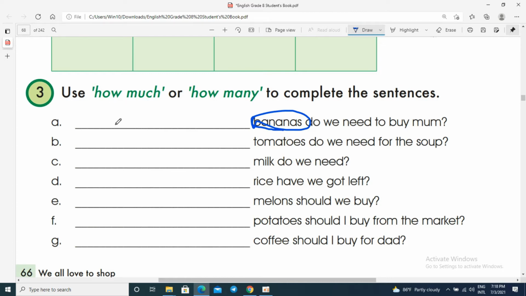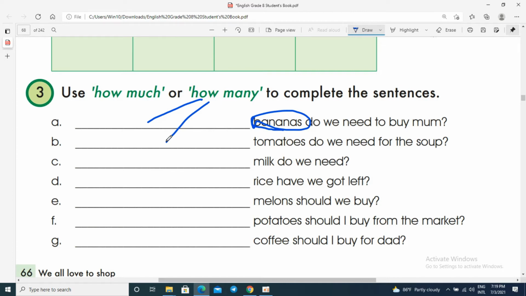How many bananas do we need to buy, ma'am? And what about this one, everyone? Tomatoes. How much or how many? How many tomatoes do we need for the soup?